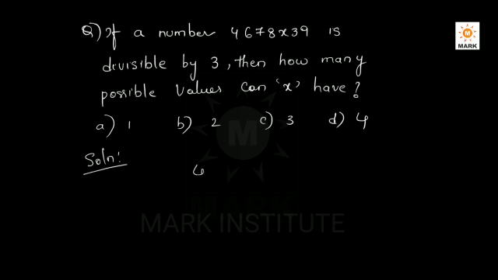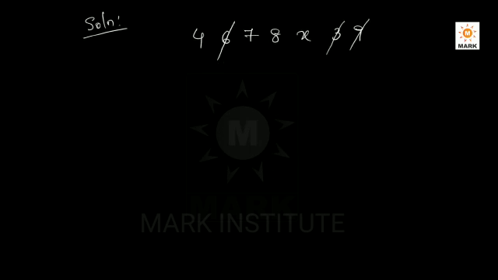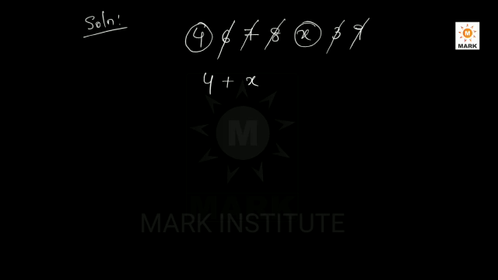The given number is 4678x39. Friends, based on the cancellation technique, 6 is divisible by 3. Yes, 3 is divisible by 3. 9 is divisible by 3. If you add 7 and 8, 7 and 8 will give you 15. 15 is also divisible by 3. Now what is left out is 4 and x. So 4 is not divisible by 3. 4 plus x should be divisible by 3. Then only the entire number should be divisible by 3.